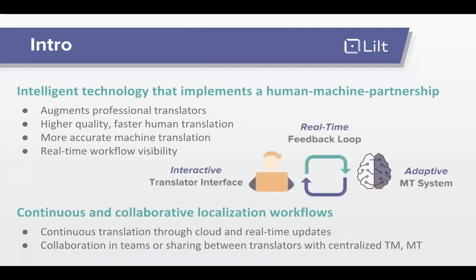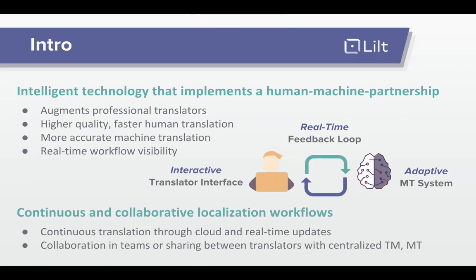What do we mean by this feedback loop? You see here this image. This real-time feedback loop means that human translators, this is what you see here on the left-hand side, can produce higher quality translations at much higher speeds. And how do they do this? Through receiving predictive suggestions from an intelligent machine. That's what you see here on the right-hand side.